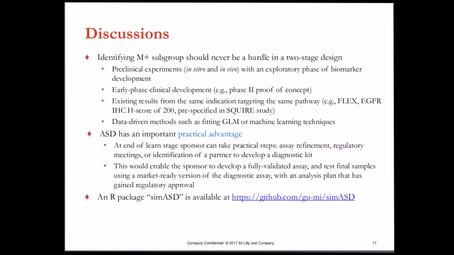Next page, page 17. I'd like to point out two aspects here. First, from the simulations, we learned that biomarker identification is very critical in the two-stage design. In reality, this should never be a hurdle since there are numerous methods available. We can utilize the results from preclinical models and early phase studies. Existing results from similar phase 3 studies of the same indication or targeting the same pathway can also be considered. And data-driven methods or machine learning techniques are also at hand.